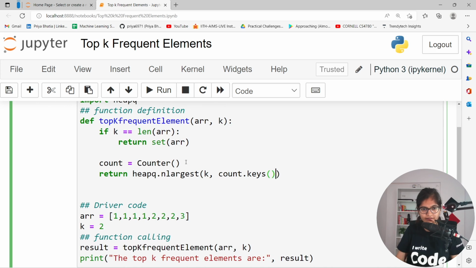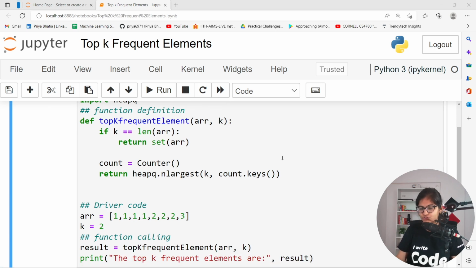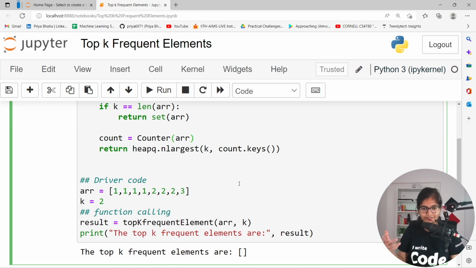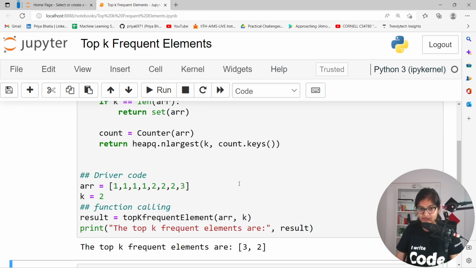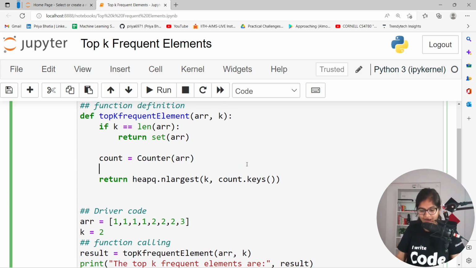It should return. Oh, we are not passing any array. How will it return? Okay, now I think it should be fine. Yes, but the output is not fine here. So here we will be able to get the count. Fine, let me print the value of the count. What is the value of the count I am able to get here?